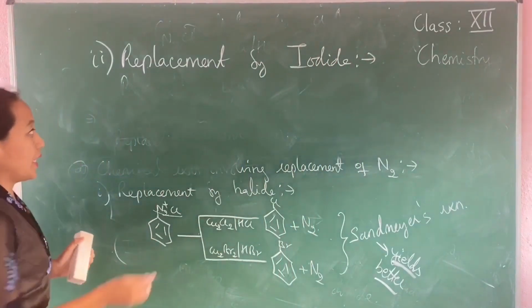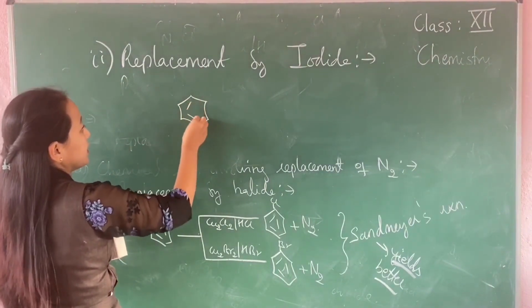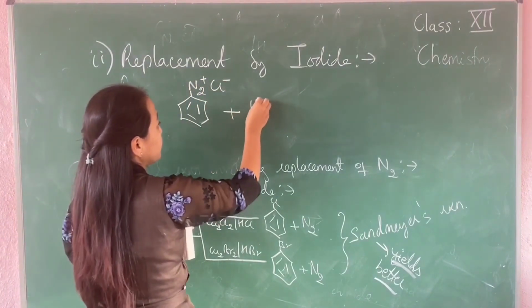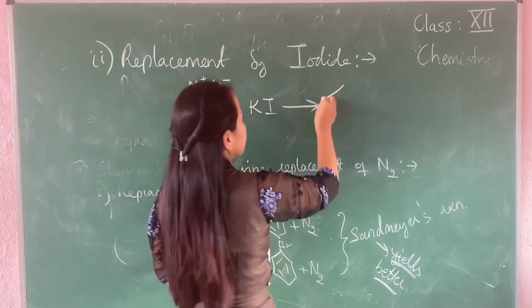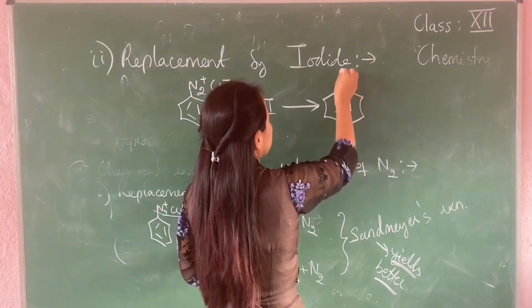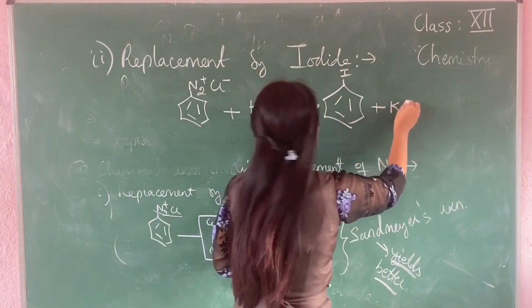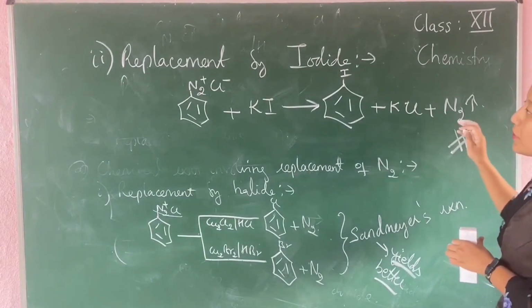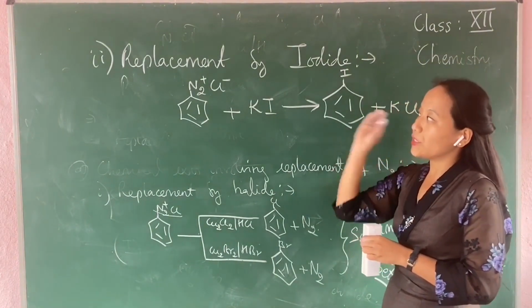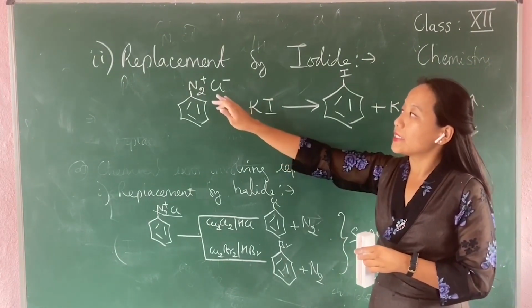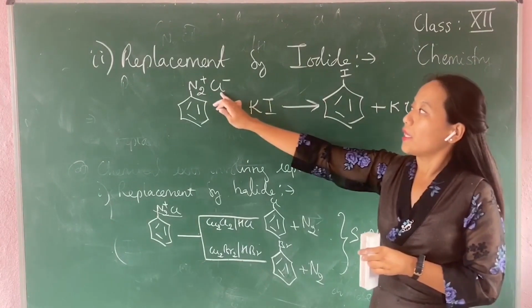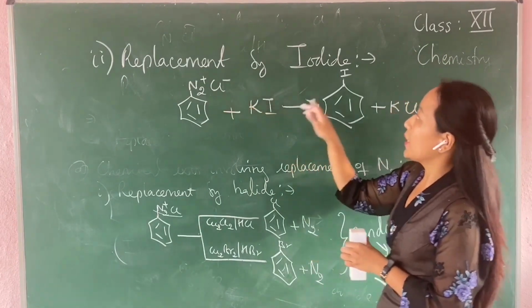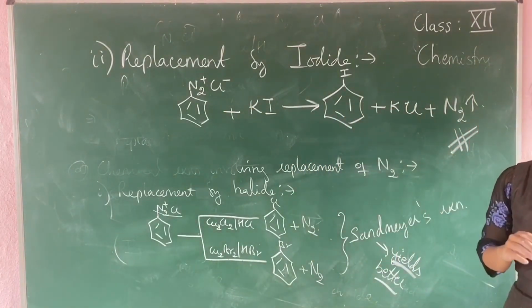So to replace it with iodide, let's take again benzene diazonium chloride, and when you treat it with potassium iodide, you will get iodobenzene plus KCl plus nitrogen gas evolved. For introduction of iodide, you are going to treat it with potassium iodide, and nitrogen gas is evolved. This Cl will react with this K and forms potassium chloride, and instead of this group, this I comes and sits. So this is about replacement by iodide.